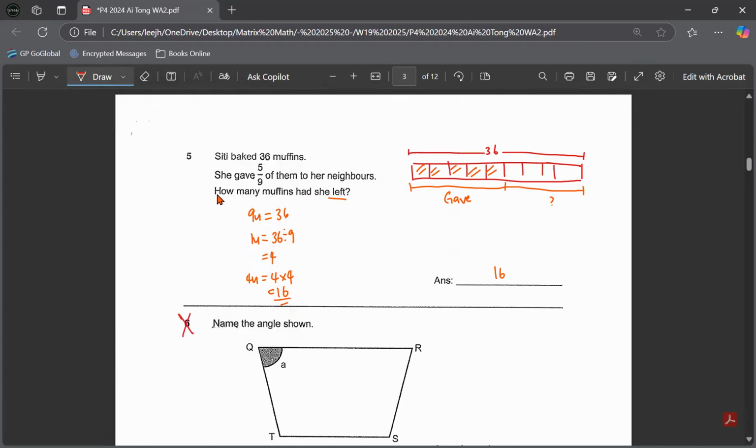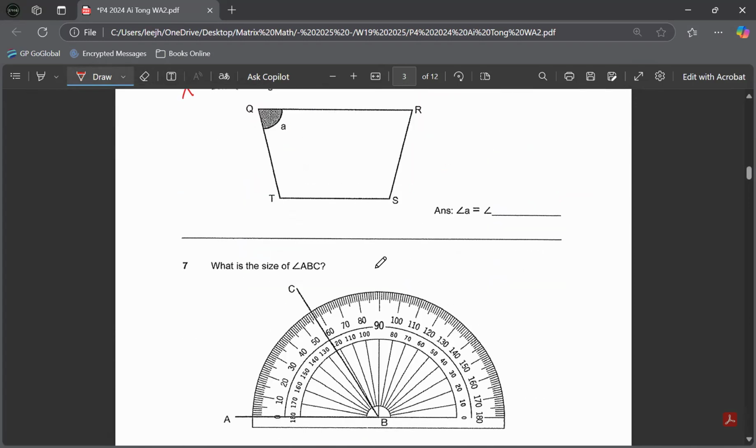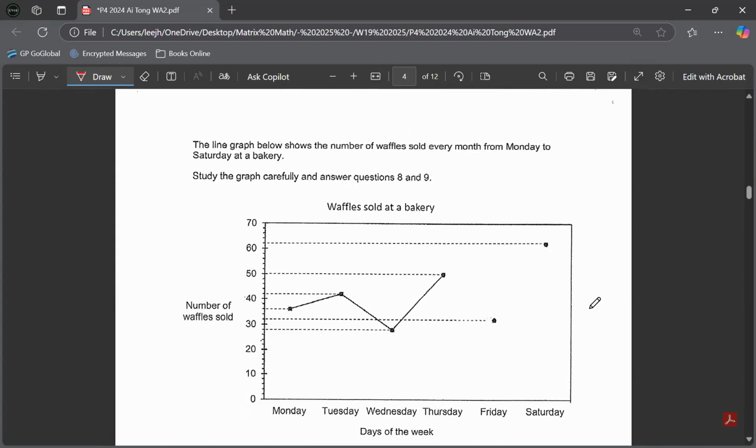Okay, for questions 6 and 7, we have not yet touched on geometry, so I'm going to skip these two questions for this exam paper. We haven't touched on it, so I'm not going to go through that. You need not do it as well. You can just skip, unless you already learned geometry, then you can try.